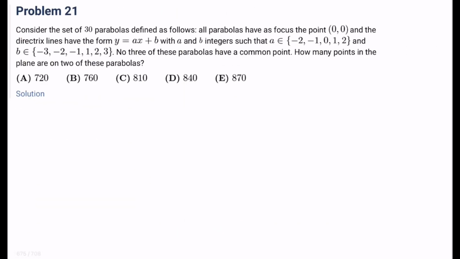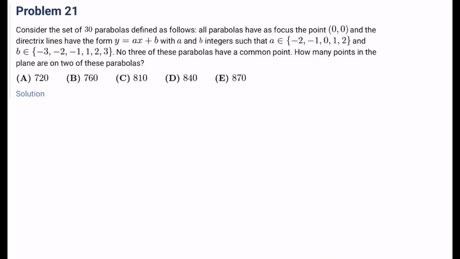Number 21. Consider the set of 30 parabolas defined as follows. All parabolas have as focus the point 0, 0, and the directrix lines have the form y equals ax plus b, with a and b integers such that a is between this value and b is between these values. No 3 of these parabolas have a common point. How many points in the plane are on 2 of these parabolas?